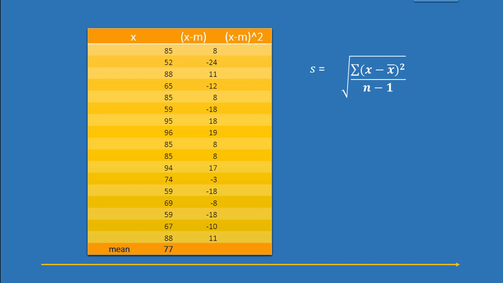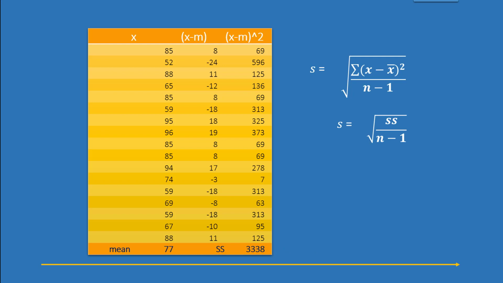Now we have to square each one of these scores. 8 squared is 64, and again, here's the result for all of the values. You can see in the last row that the sum of squares is 3,338. That allows us to simplify the first equation. So we have n equal to 17, and since we have a sample, we need to subtract 1 from that value, and that gives us this. From there, it's a simple matter to solve for s and to determine the standard deviation.